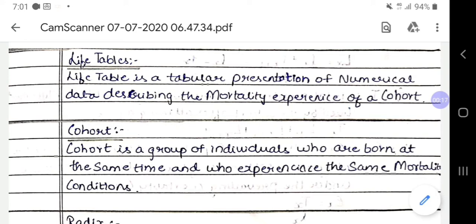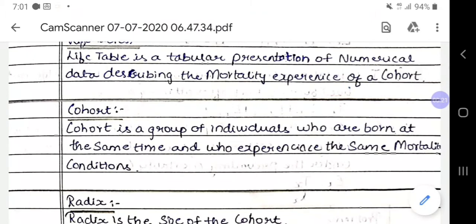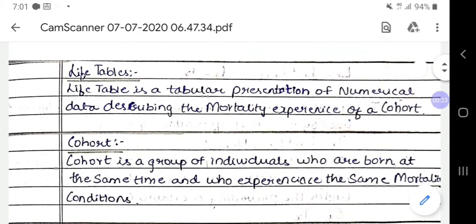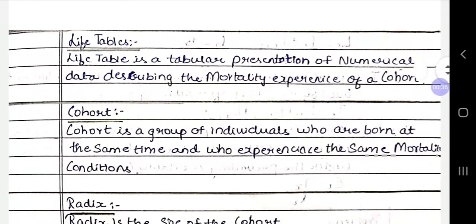Life table is a tabular presentation of numerical data describing the mortality experience of a cohort. Then what is a cohort? It is a group of individuals who are born at the same time and who experience the same mortality condition.